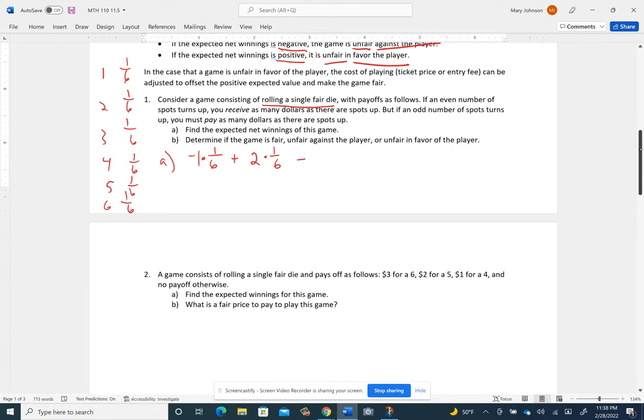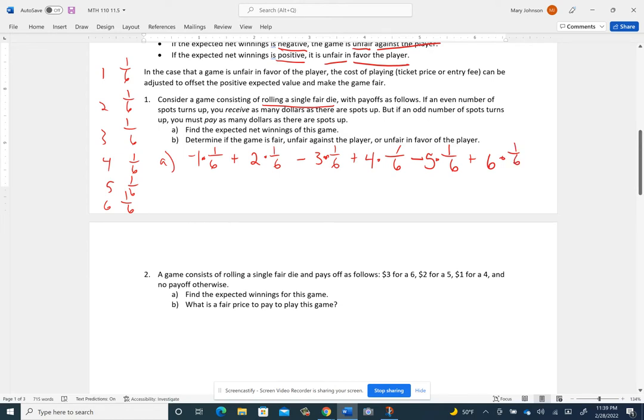Then if you got a 3, the probability would be 1/6, and the payout would be -$3. If you got a 4, you'd receive $4, and the probability of getting a 4 would be 1/6. Getting a 5, you'd owe 5. Probability would be 1/6. And for 6, you'd receive 6, and the probability would be 1/6.